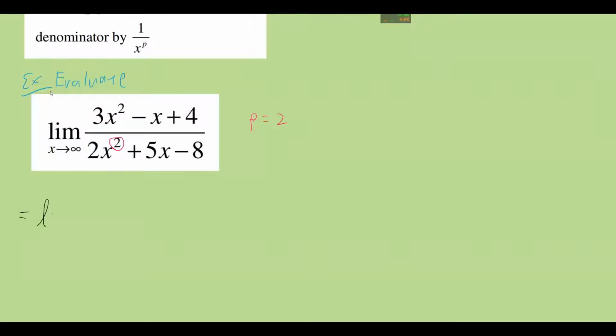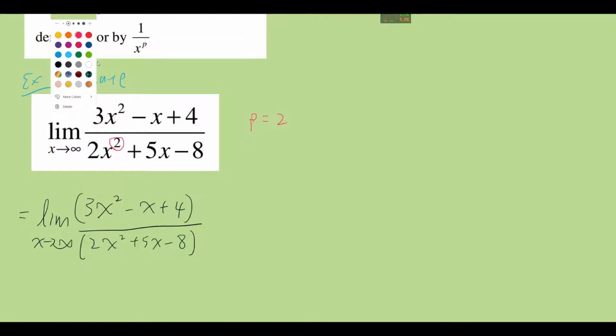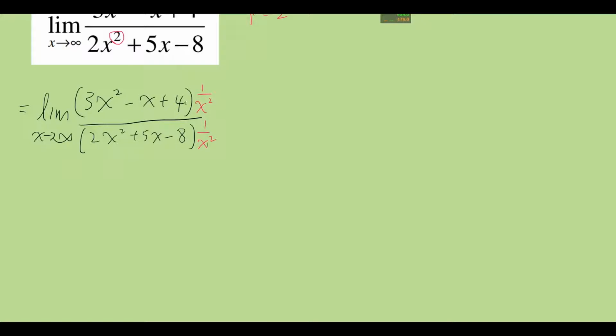I want to take the limit of 3x squared minus x plus 4 over 2x squared plus 5x minus 8 and multiply 1 over x squared to both the numerator and denominator. I can do that because 1 over x squared over 1 over x squared is a 1, right? As long as I multiply the same thing in both the numerator and denominator, I'm not going to change the value of the limit. Let's see what we have after we multiply.